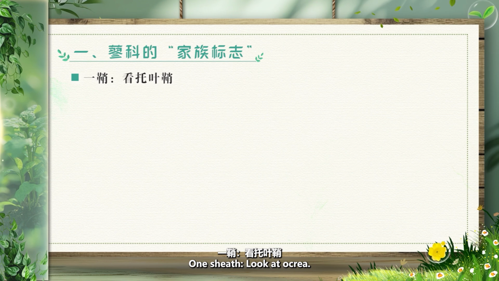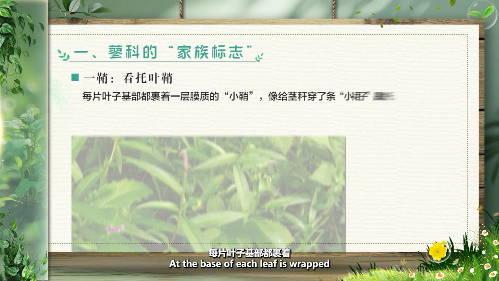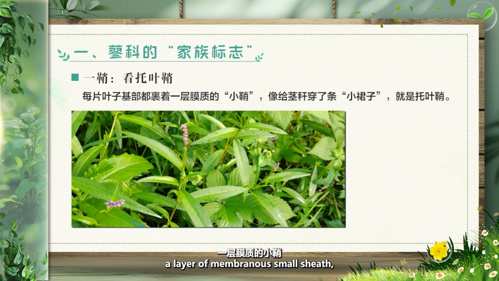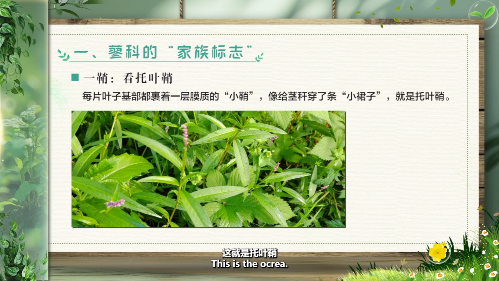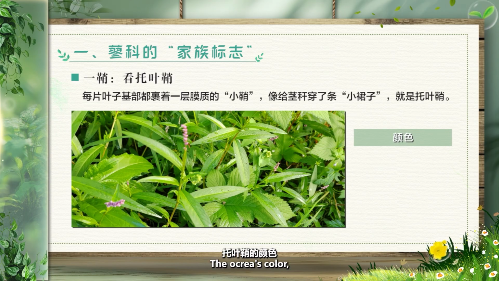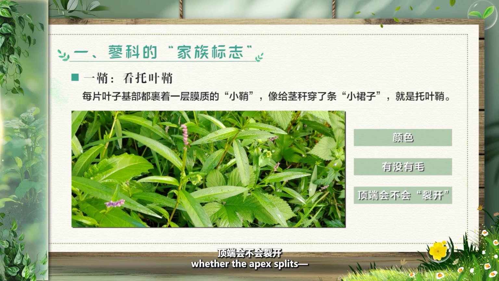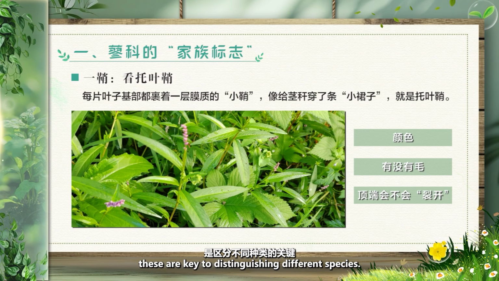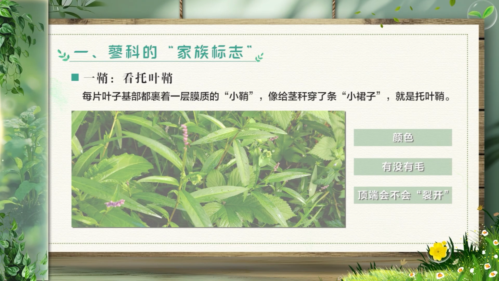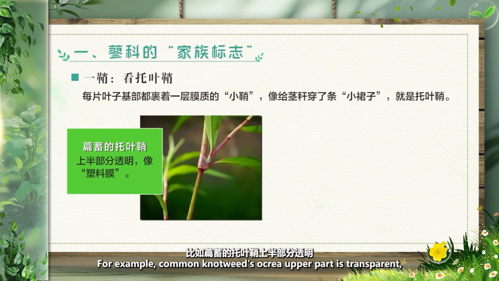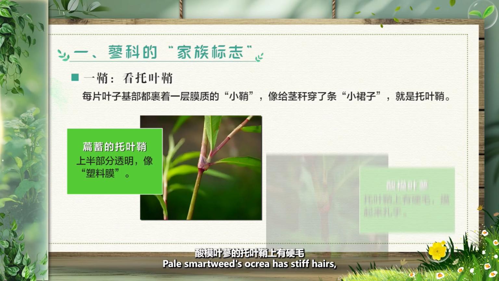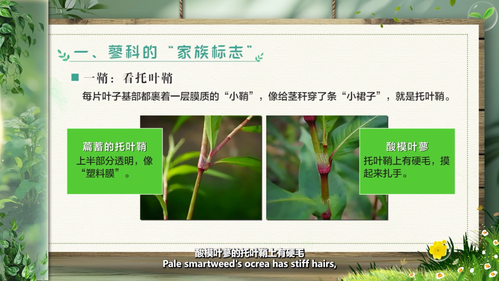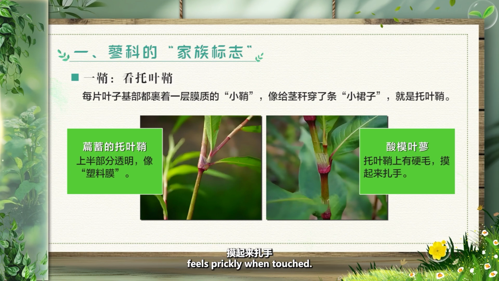1 sheath, look at ochrea. At the base of each leaf is wrapped a layer of membranous small sheath, like putting a little skirt on the stem. This is the ochrea. The ochrea's color, whether it has hairs, and whether the apex splits are key to distinguishing different species. For example, common knotweed's ochrea upper part is transparent, like plastic film. Pale smartweed's ochrea has stiff hairs, feels prickly when touched.